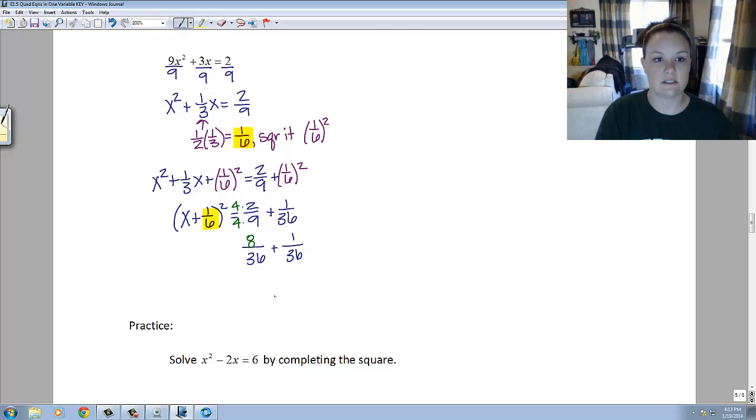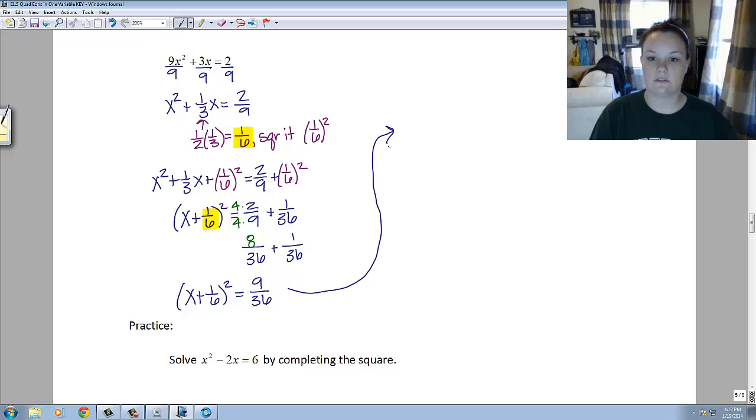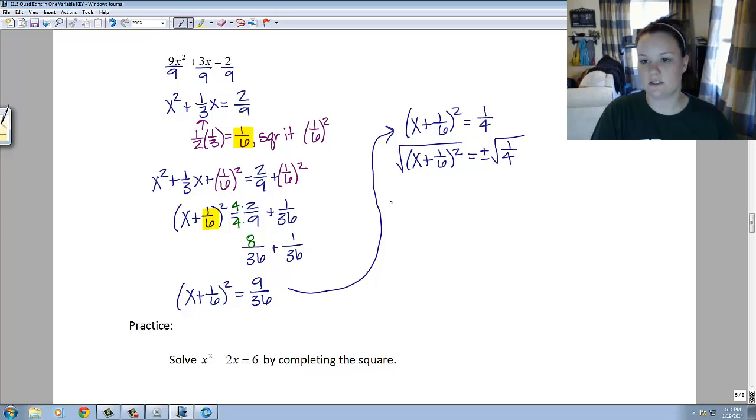And then I'm going to go ahead and move up here so I have some more room. (x + 1/6)² is equal to, and I'm going to go ahead and reduce. If you don't reduce here, you can do it later, but it saves us a step. So 9 goes into 36 4 times. That reduces to 1/4. And I take the square root of both sides. x + 1/6 is equal to plus or minus the square root of 1/4, which gives me x + 1/6 is equal to plus or minus 1/2. And then I move my 1/6 to the other side by subtracting, which gives me x is equal to negative 1/6 plus or minus 1/2.